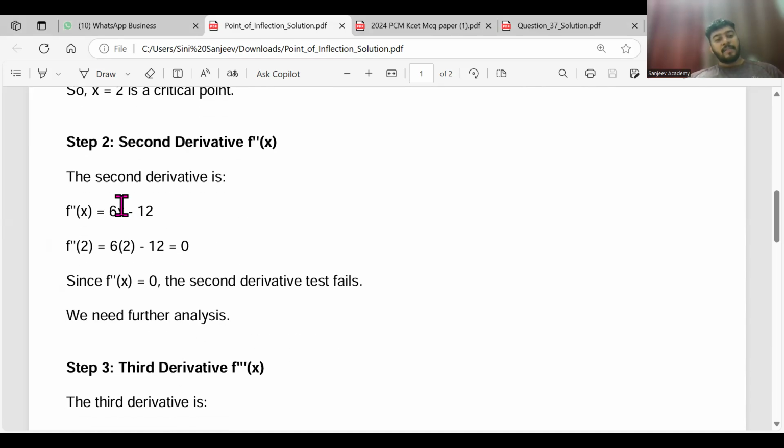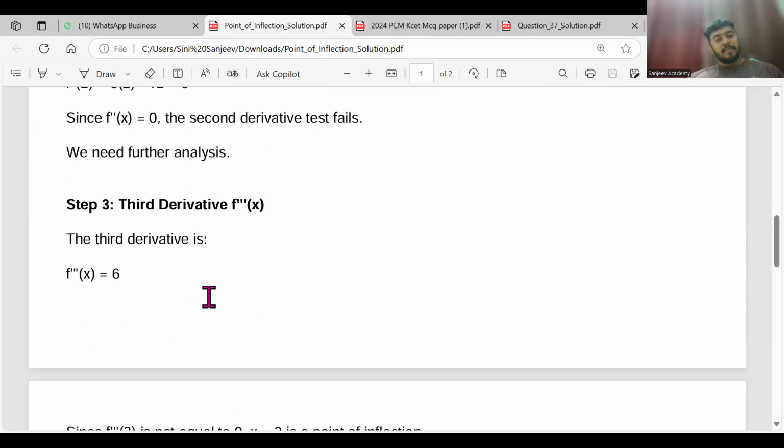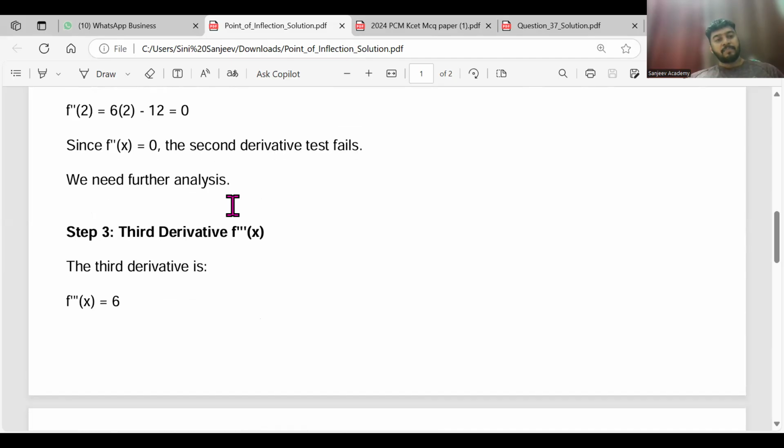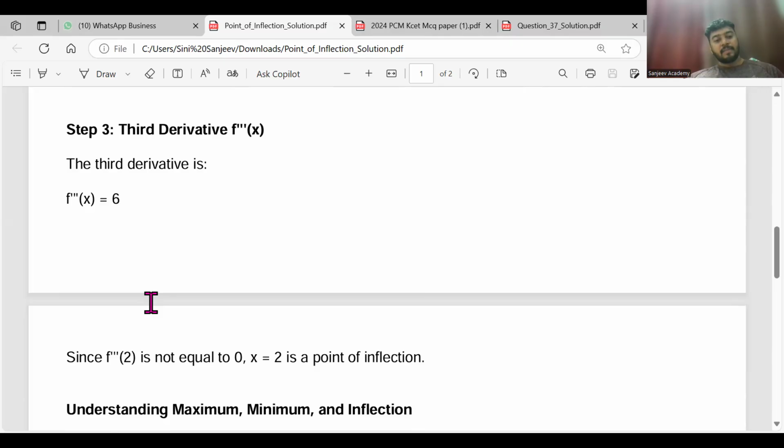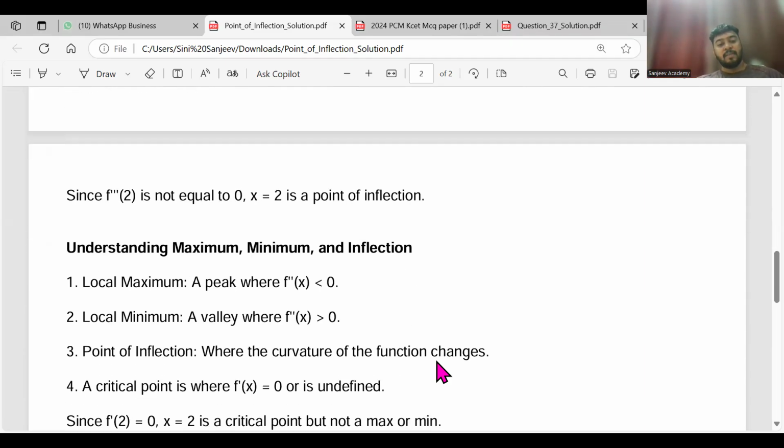Then do the second derivative test. Correct. Once you're doing f double dash of x, and if you do f double dash 2, I'm getting 0, which means our second derivative test also fails. Then do the third derivative test. 6, I'm getting for f triple dash. Correct. Since triple dash is not equal to 0, then what is it? X is equal to 2 is a point of inflection, which means it is neither minimum or max. It's a point of inflection.